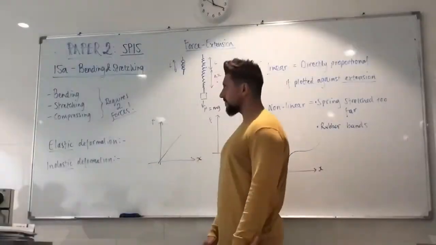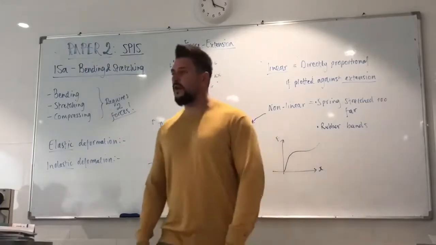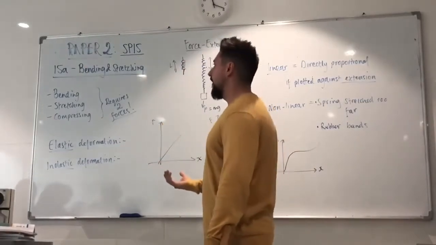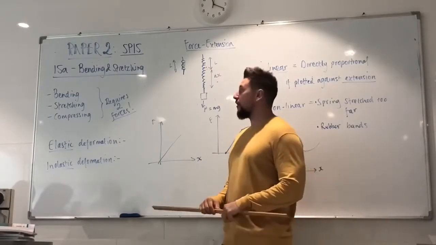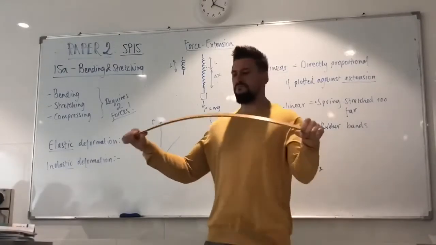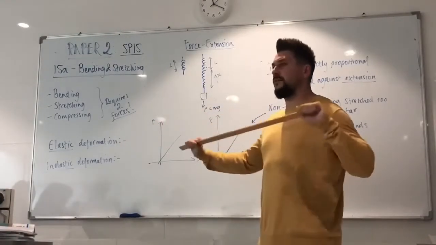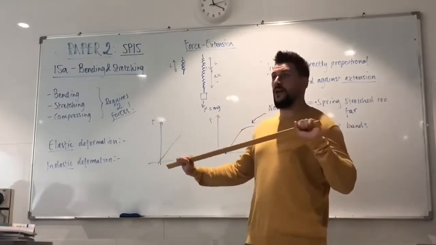Bending and stretching. The first thing that you have to know is that you can apply forces on an object in order to make it bend, you can apply forces on an object to stretch it, or you can compress the object, okay? So bending, I think everybody knows what bending is, bend an object. Stretching it will be to try and pull it out.